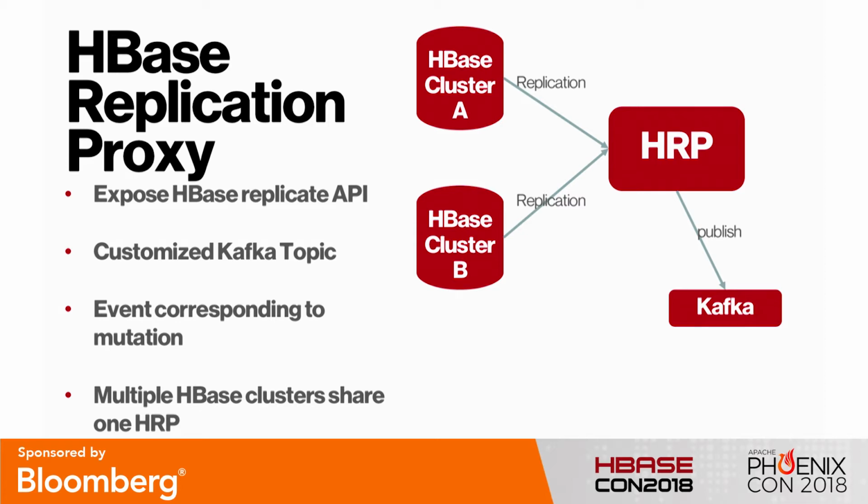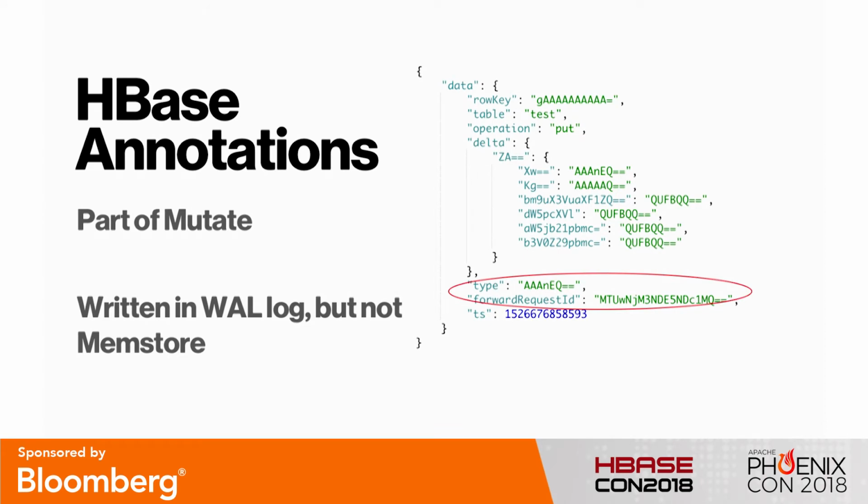The proxy exposes the HBase replication API, so it is simple to use. You can just set a replication peer for cluster A and cluster B, and multiple HBase clusters can share the same proxy. We allow customized Kafka topics, so you can customize your Kafka topic based on cluster name, table, and family. Each Kafka event corresponds to a mutation in HBase. HBase annotations are part of the mutation, so they will be written in the WAL, but not in the memstore.